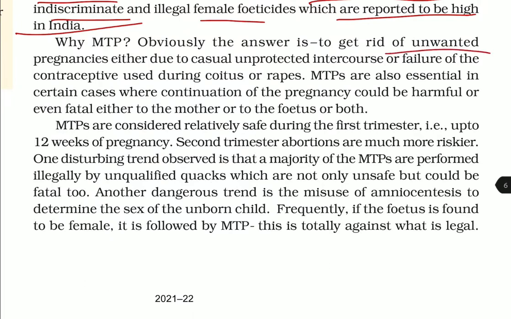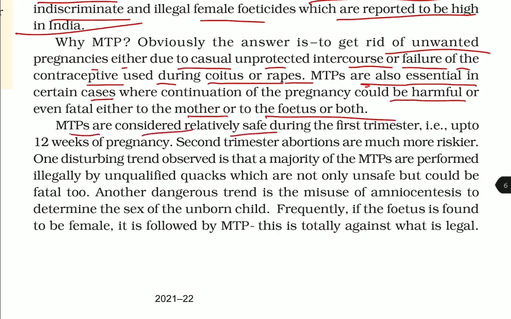Why MTP? Obviously, the answer is to get rid of unwanted pregnancy, either due to casual unprotected intercourse, or failure of contraceptive use during coitus, or rapes. MTPs are also essential in certain cases where the continuation of the pregnancy could be harmful or even fatal either to the mother or to the fetus or to both.